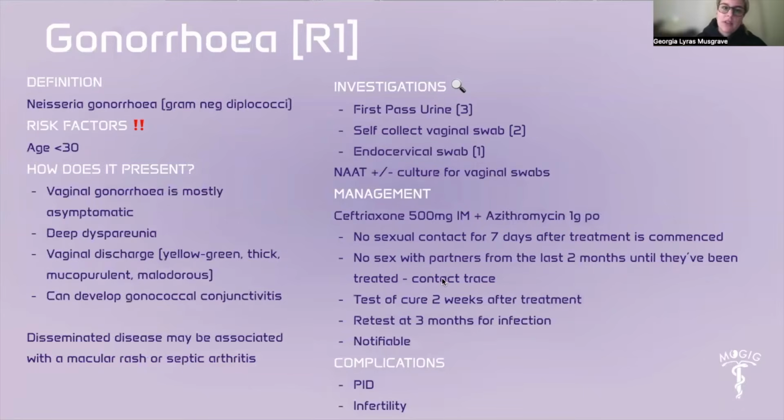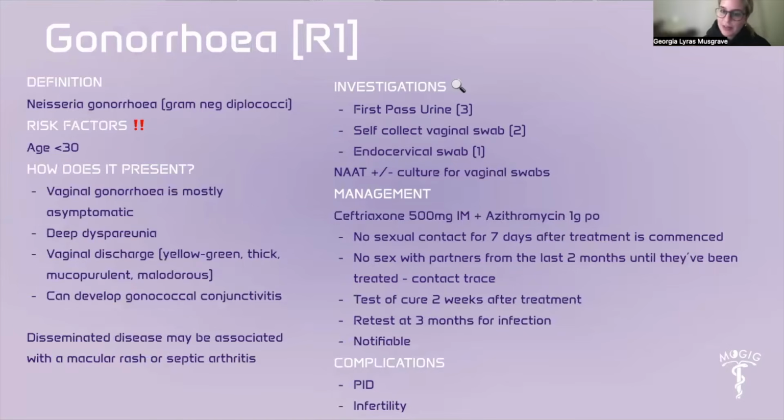Gonorrhea is caused by the gram-negative diplococci Neisseria gonorrhoeae. Again, younger age is the risk factor. Vaginal gonorrhea is mostly asymptomatic, but can present with deep dyspareunia, a yellow, greeny, thick, smelly discharge as well. And people can develop gonococcal conjunctivitis. They can also develop disseminated disease with a macular rash or septic arthritis.